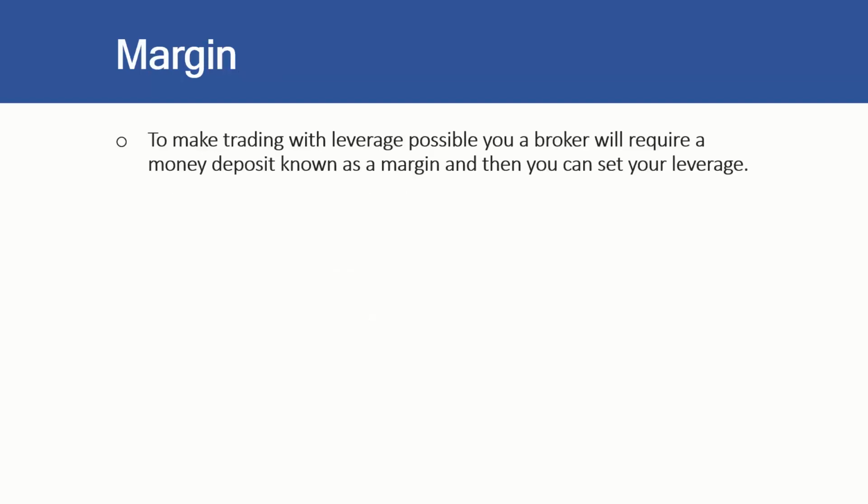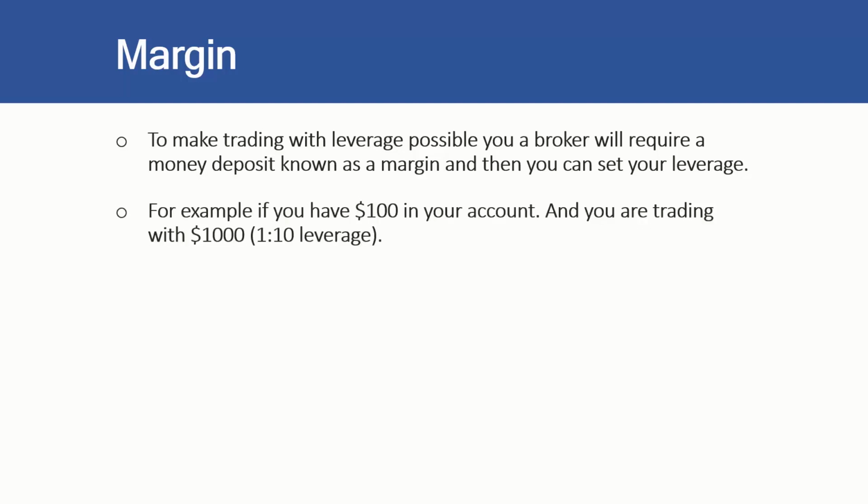To make trading with leverage possible, your broker will require a money deposit known as a margin, and then you can set your leverage. This money deposit is known as your margin, and margin is simply a portion of your funds that your Forex broker set aside from your account balance to keep your trade open and to ensure that you can cover any losses. It's the equivalent to security when getting a loan. Essentially, you are borrowing money from your broker in order to make larger trades.